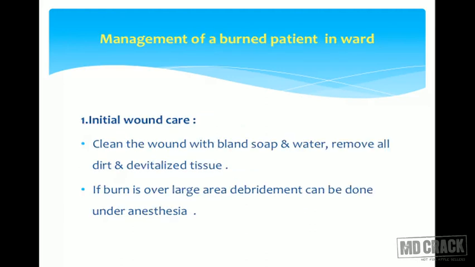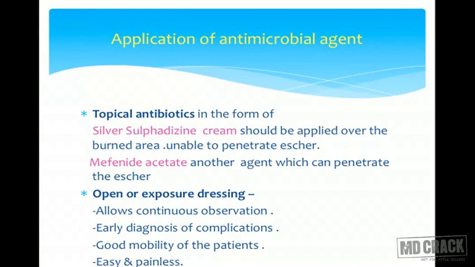So these are reasons for inadequate resuscitation. Next, how do you manage a burn patient in wards? Initial wound care in the form of cleaning of the wound with bland soap and water and removal of all dirt and devitalized tissues is very important. If the burn is over a large area, debridement can be done under anesthesia. Next, we can apply topical antimicrobial agents. Topical antibiotics in the form of silver sulfadiazine cream should be applied over the burn area.